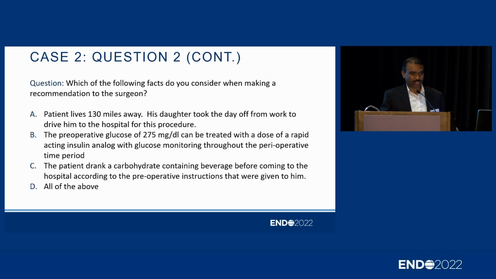And this is the question. Which of the following facts do you consider when making a recommendation to the surgeon? The patient lives 130 miles away. You can see that. His daughter took the day off from work to drive him to the hospital for this procedure. These are all very important considerations, though, mind you. I think that's where the GRADE approach differs from just looking at benefit and harms. The preoperative glucose of 275 can be treated with insulin, as you can see there.